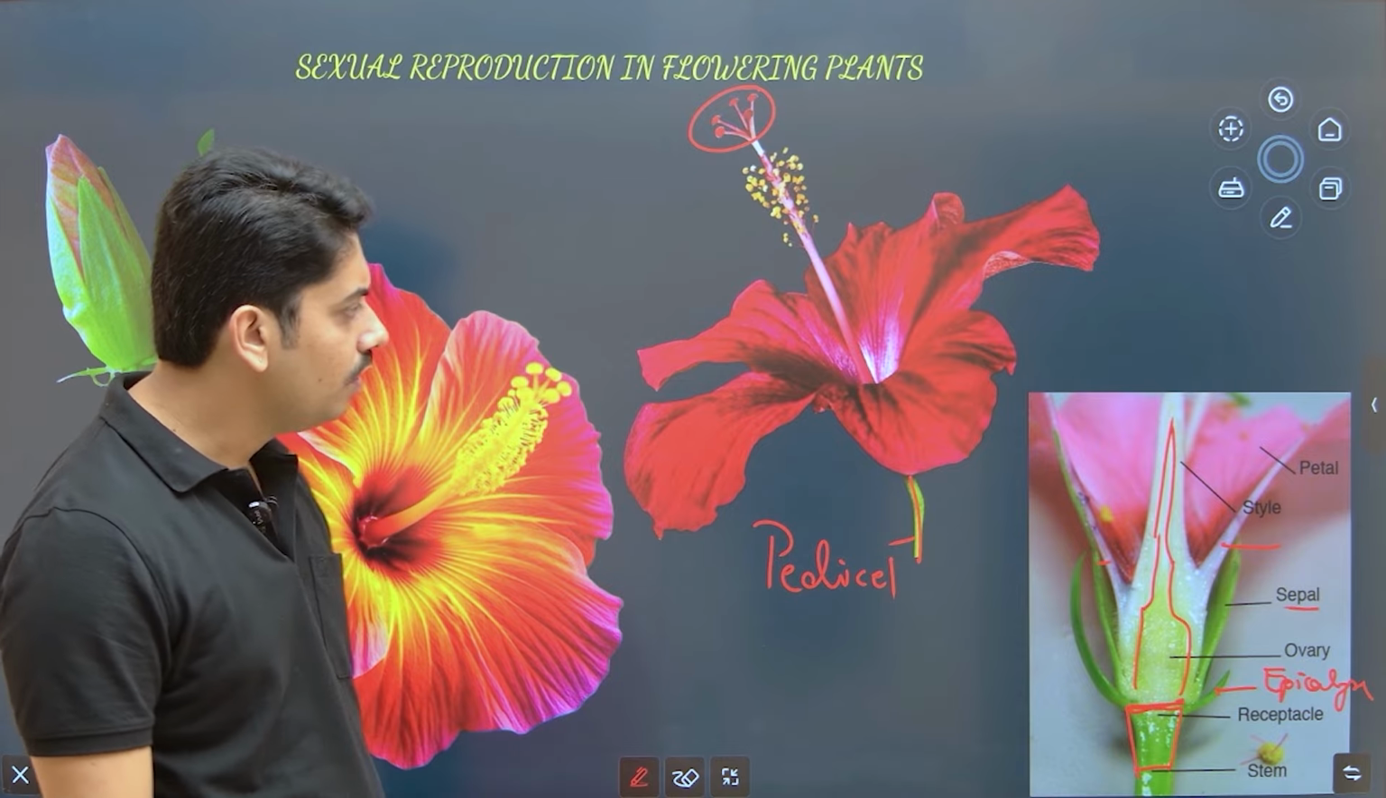Now tell me, who is not interested in flowers? Everybody likes the flower. Flower is a fascinating organ. Why? Because for any aesthetic occasions we use the flower.